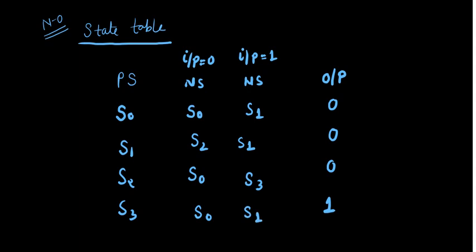Please take 2-3 minutes and try to fill this. Our present state is S0. Input 0 arrives, we still remain in S0. Input 1 arrives, we move towards S1. We are in S1. If input 0 arrives, since our aim is to get 101, we move towards S2. And if 1 arrives, we remain in S1. If we are in S2, if 1 arrives, we move to S3. And if 0 arrives, we move towards S0.